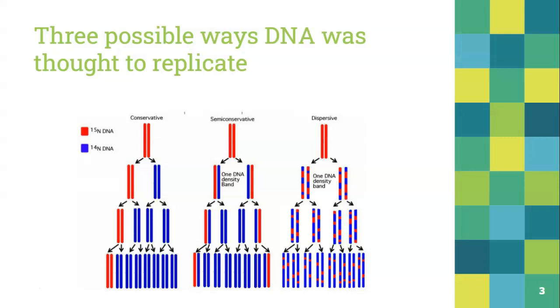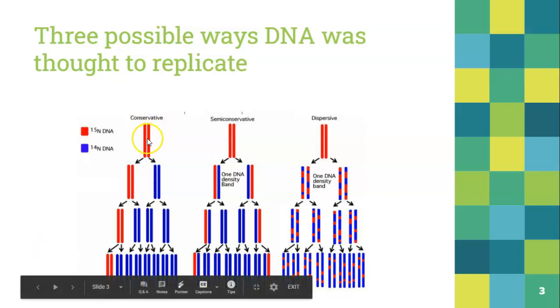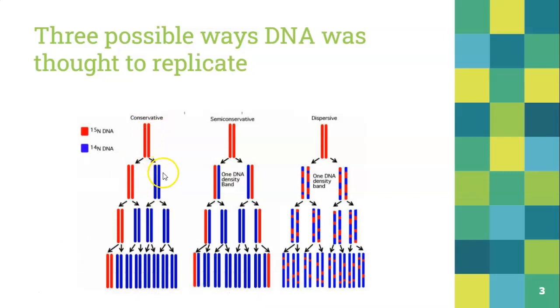Now, when we first started thinking about the cell cycle and how DNA is passed on from generation to generation, there were 3 possible ways that DNA was thought to replicate. There was conservative, meaning that there was the original parent, and that original parent just continuously stayed together, and then you would get a new version of DNA. That parent would replicate again, but it would always stay together.